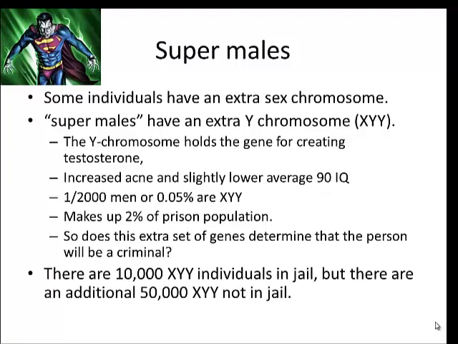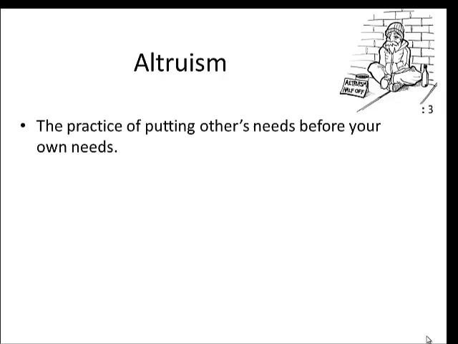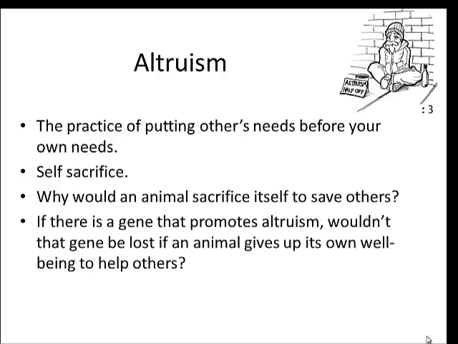Let's get into some complex stuff with good things with genes. So let's take on the idea of altruism. Altruism. This is the practice of putting others' needs before your own. Self-sacrificing. Almost to your detriment. You help others and you are hurt by that action in some way. So why would an animal be self-sacrificing? Why would it sacrifice itself for others?